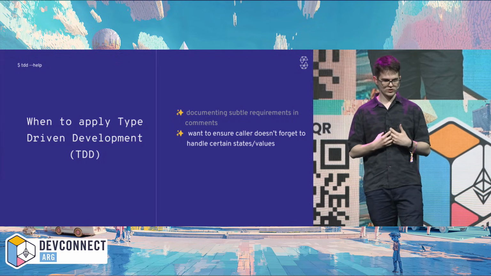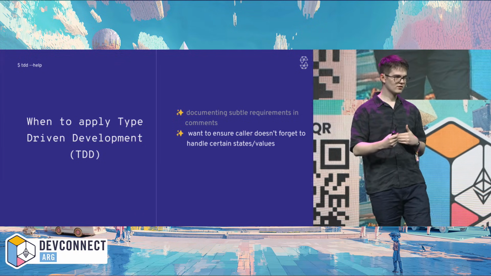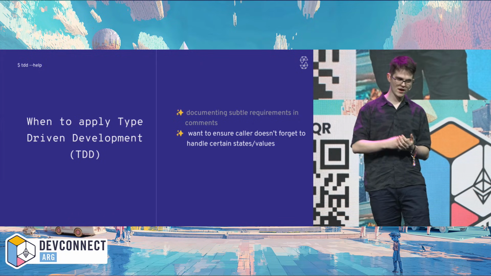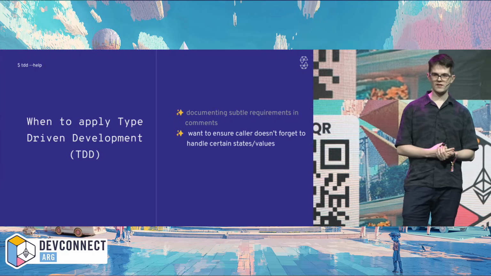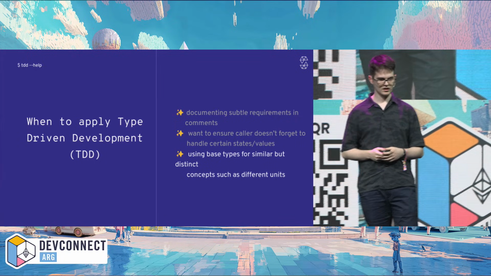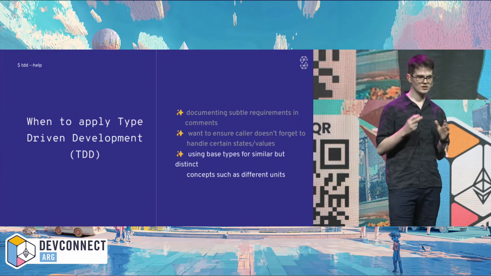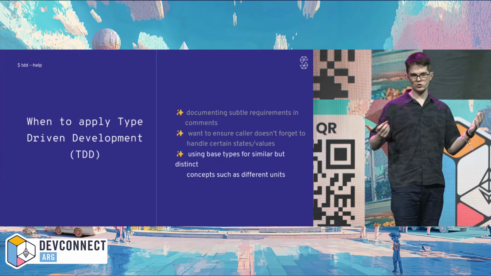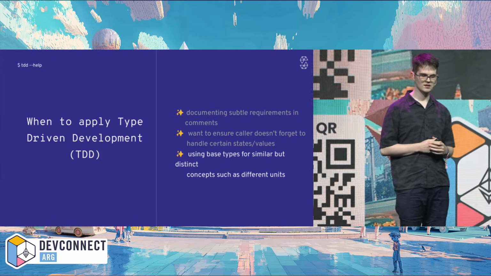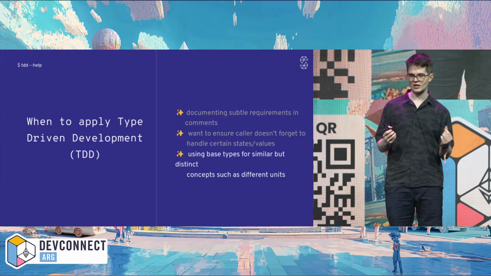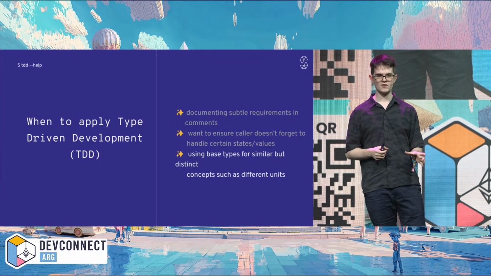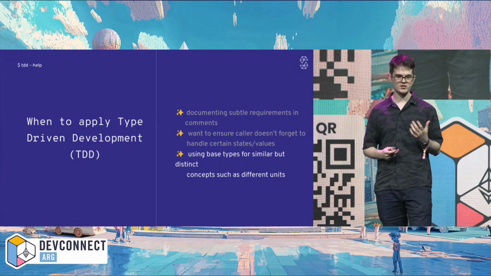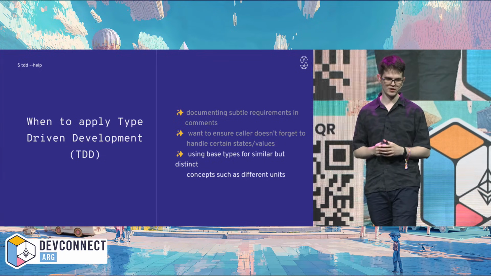Another tip for when to use type-driven development is when you want the caller of your function or your library, even if it's just yourself, to check or handle certain states. So errors are the primary example. Errors as values is, I think, a great pattern that you can leverage in your code. And then the next thing is if you're using the base types of Solidity for similar but distinct concepts. So units is one example if you're dealing with different currencies. A very simple one is also ranges. Instead of uint256, if your function is only meant to work with values in the 32-bit range, well, then use a uint32. That's also a very simple example of type-driven development.